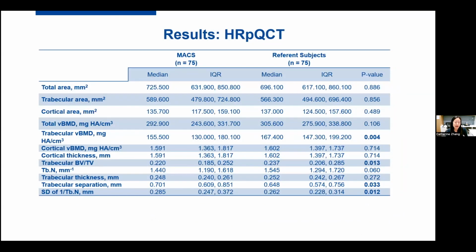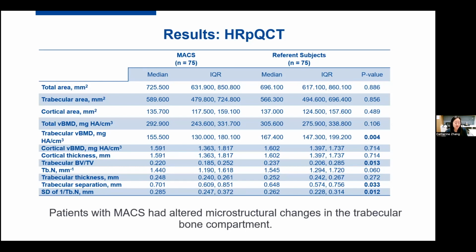When we look at our high-resolution peripheral quantitative CT results, we saw that patients with MACS had altered microstructural changes in the trabecular bone compartments. There's one other published study that shows similar trabecular bone changes in patients with MACS. I think these results support that bone quality and bone microarchitecture seem to be important in MACS, and some of these changes seem to happen sooner than changes in bone density by DEXA.